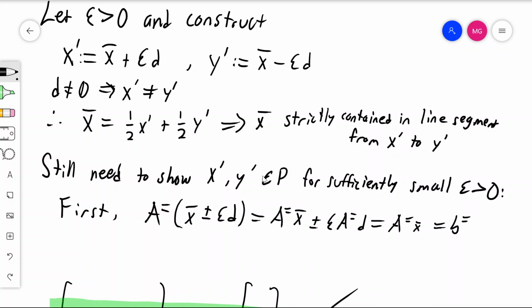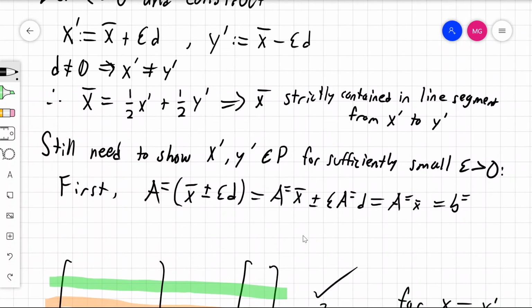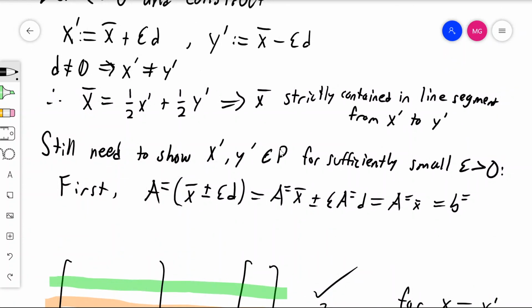Okay, and so that's what we'll do. We need to show that x prime and y prime are in the polyhedron for sufficiently small epsilon, is the idea. Because if epsilon is very, very small, then x prime and y prime are not very far away from x bar. And if x bar is in the polyhedron, then points not very far away from x bar should also be in the polyhedron. That's the idea. We'll see what we need to take epsilon to be, but the goal is to show that x prime and y prime satisfy being in the polyhedron, which means that they satisfy all the linear inequality constraints given by Ax less than or equal to b.